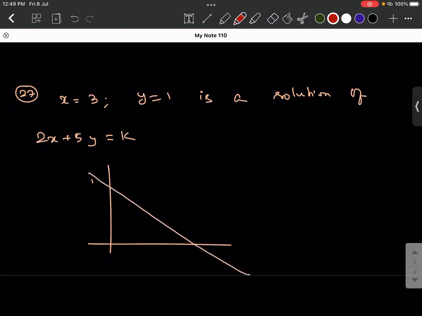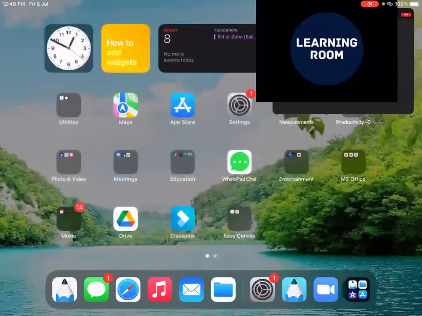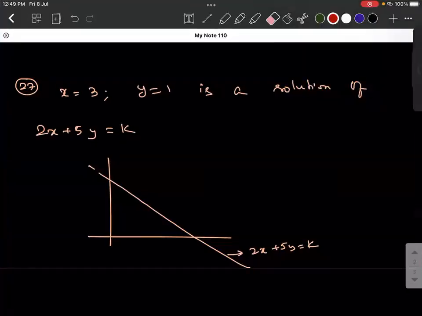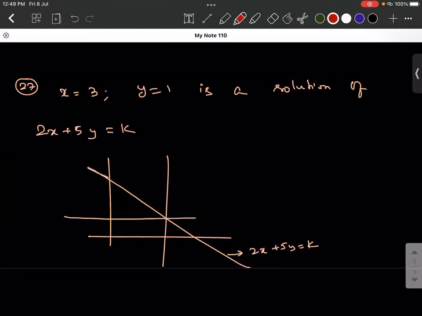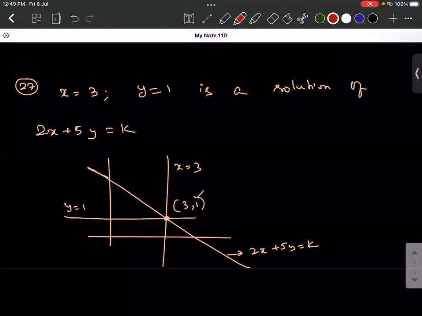Let us assume that is how the line is. Let's assume it to be in this way. x is equal to 3 represents what? x equal to 3 is a line parallel to the y-axis. And y is equal to 1 is a line parallel to the x-axis. So this is y is equal to 1. This is x is equal to 3. What would be the coordinates of this point? 3, 1.